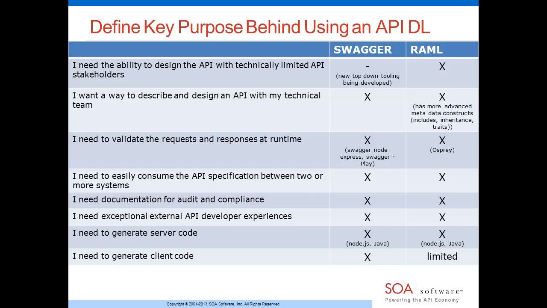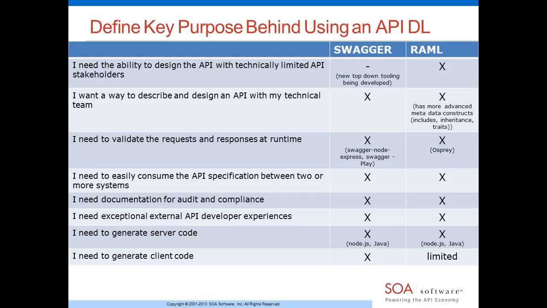Now, again, I need documentation for audit or compliance standpoints. Swagger and RAML are both good at that. I need an exceptional external developer experience. Swagger is what everybody thinks of, right? That is the incumbent. That has two years ahead of RAML. Now, it's great. It's embedded in a lot of things that we see, a lot of developer portals out there.